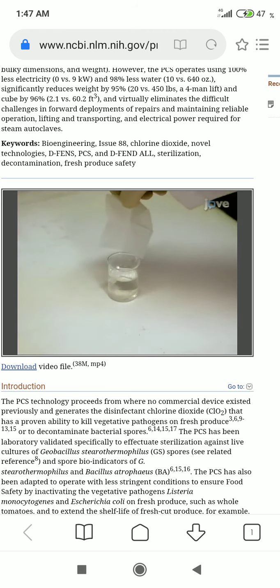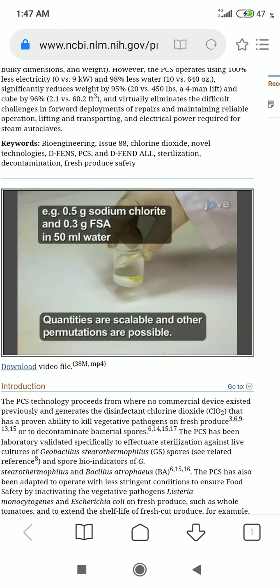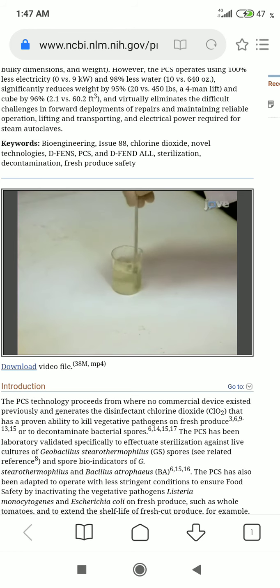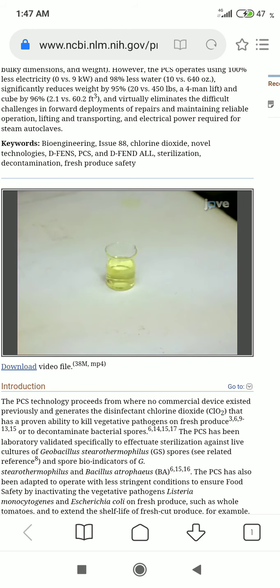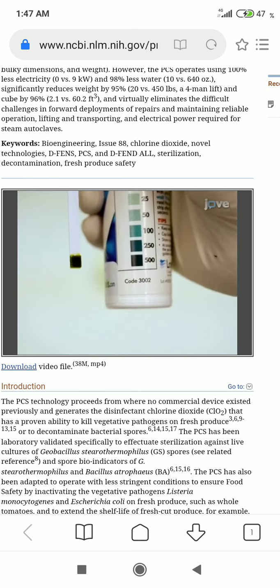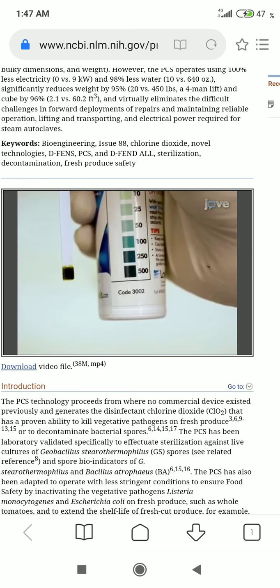To generate Defend All chlorine dioxide solution, a more dilute solution of chlorine dioxide that can be used on textiles, add water and dry reagents to a large beaker. The appearance of chlorine dioxide is visually obvious as a pale yellow color. Use a chlorine dioxide dipstick test to confirm the concentration is 1 to 500 parts per million.